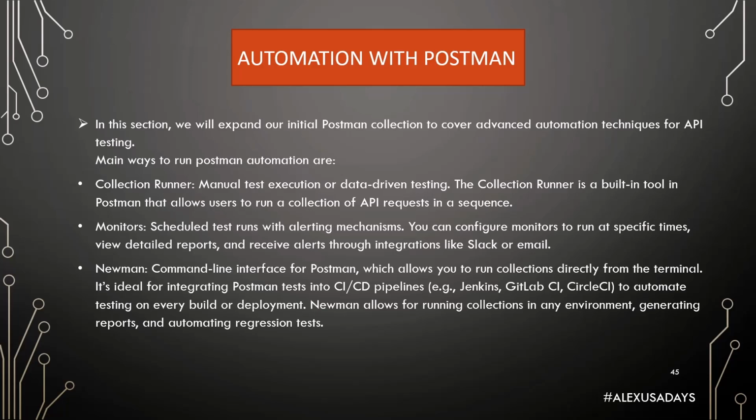And we're going to talk about Newman. Newman is a command line interface for Postman, which allows you to run collections directly from the terminal. It's ideal for integrating Postman tests into CI/CD pipelines, for example, Jenkins, GitLab CI, Circle CI, to automate testing on every build or deployment. Newman allows for running collections in any environment, generating reports, and automating regression tests. All right, let's get into it.